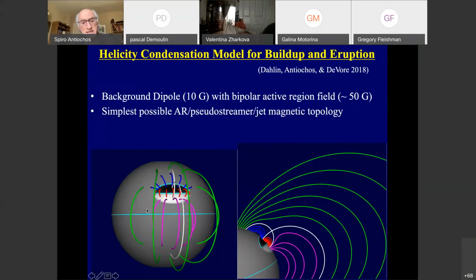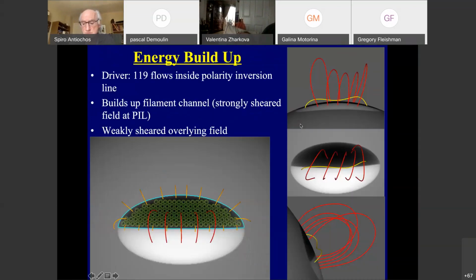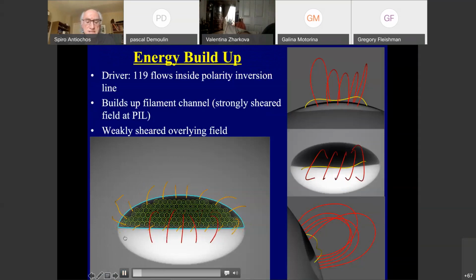Here's a dipolar active region, positive and negative polarity, and a background field. And then he's put on these motions inside this negative polarity region. This is what the region looks like. Look at the side, but it's a true 3D magnetic field. Again, Joel puts on these motions here. In this case, they're just fixed in position. And over time, you build up the filament channel.